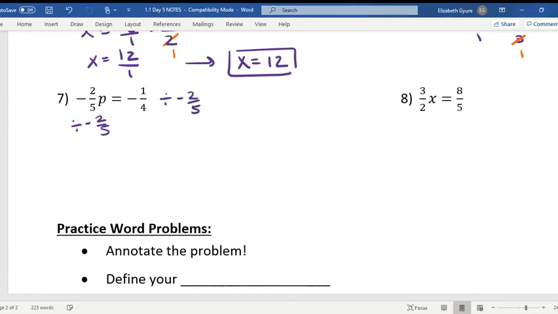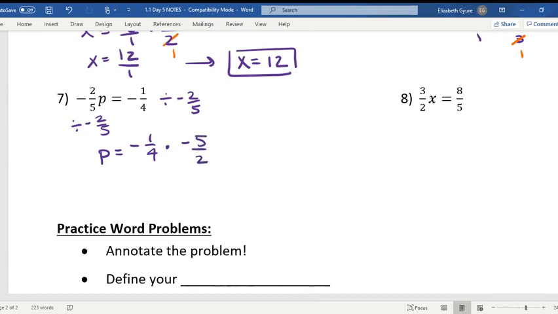Okay, so p equals. Now with this one, if they're both already fractions, do I have to worry about putting anybody over 1 or any of that stuff? No, it's already done for me. They're both fractions, so go ahead and keep, change, flip. We're going to keep our -1/4. We're going to change our division into multiplication, and we're going to flip our -2/5 and make it -5/2.